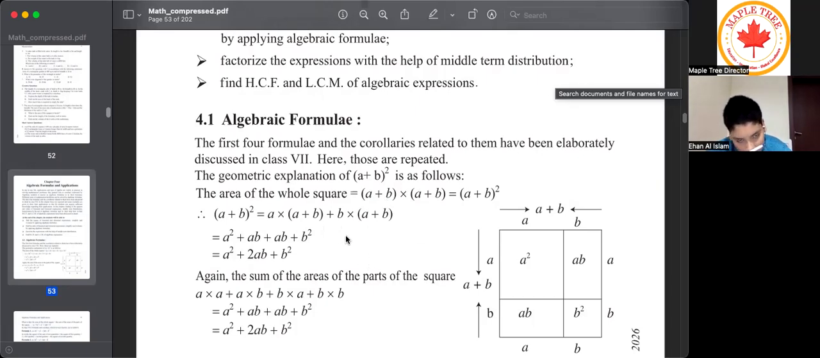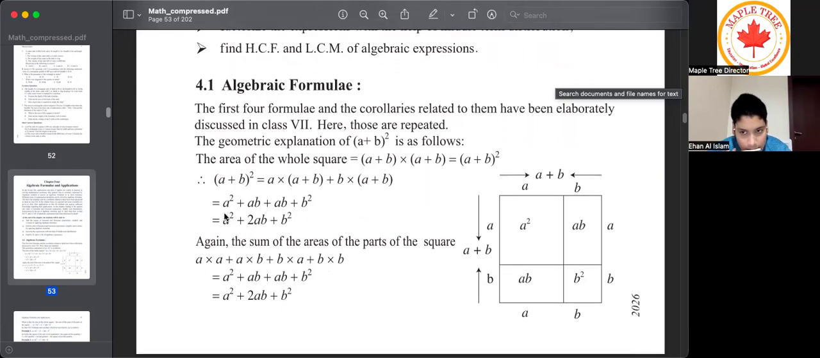Let's break it down. The value of this (a plus b) whole square equals the value of this. It is the same thing, just expressed in a different way. That is a kind of corollary. You can also express it this way and this way as well. So a square plus ab plus again ab. The first one, when you multiply a with a, that is a square. Then when you multiply b with a, that is ab, and then again this plus symbol.